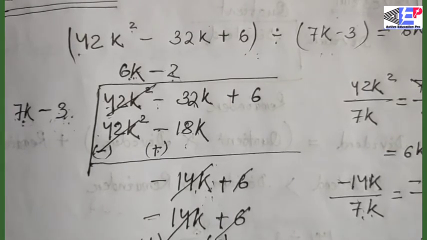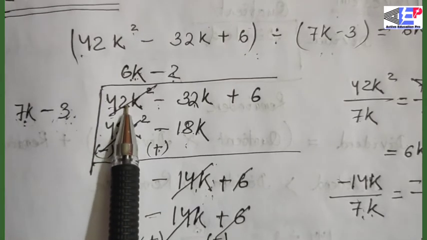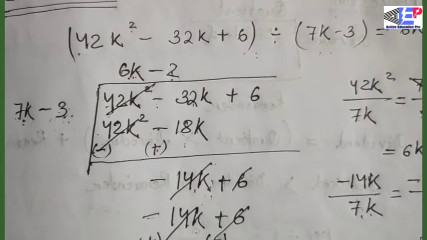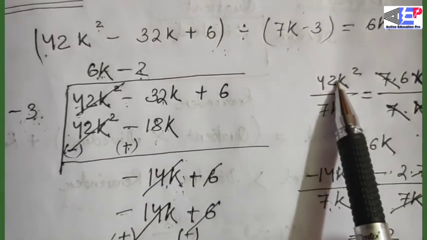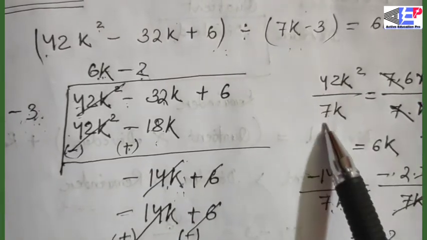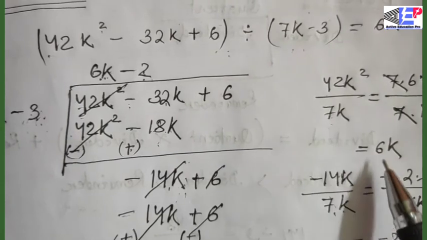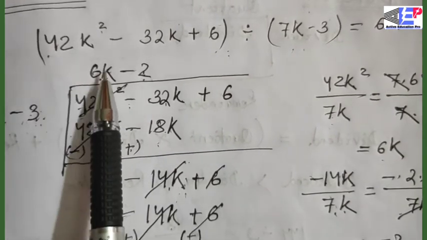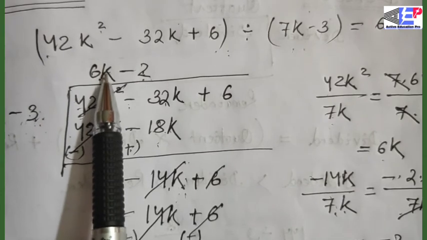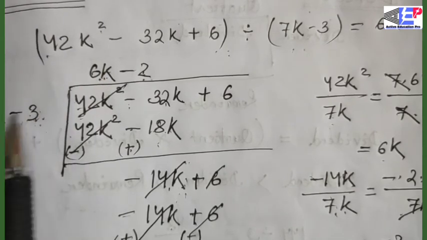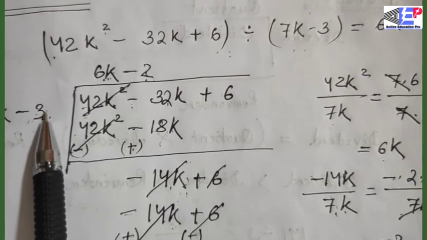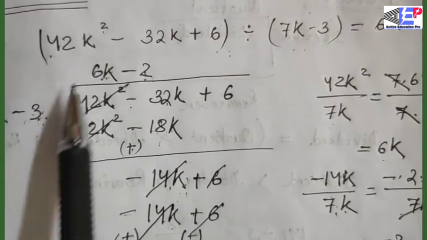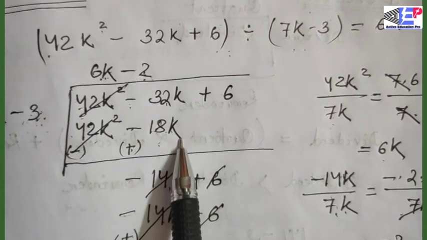The first rule is always consider the first term of the dividend and the first term of the divisor. Then divide the first term of the dividend by the divisor, and write the answer at the quotient place. Then multiply the same 6k with each term of the divisor. 7k into 6k will become 42k square, and minus 3 into 6k will become minus 18k.